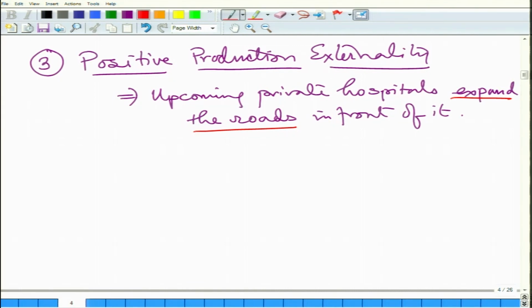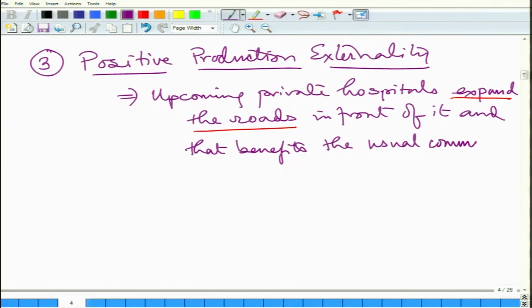Eventually what happens is this expansion of the roads in front of it causes benefit, and that benefits the usual commuters, or maybe those who are staying nearby, right?